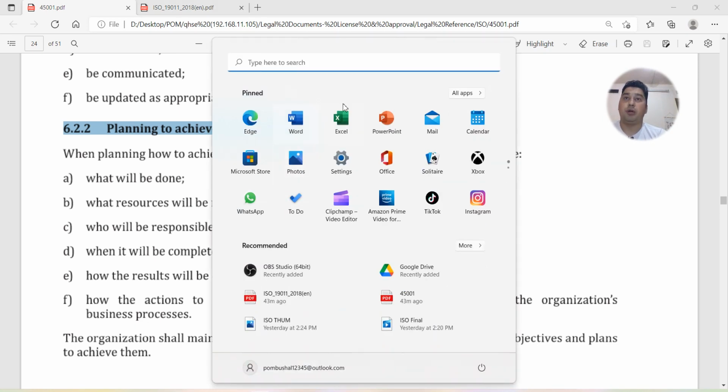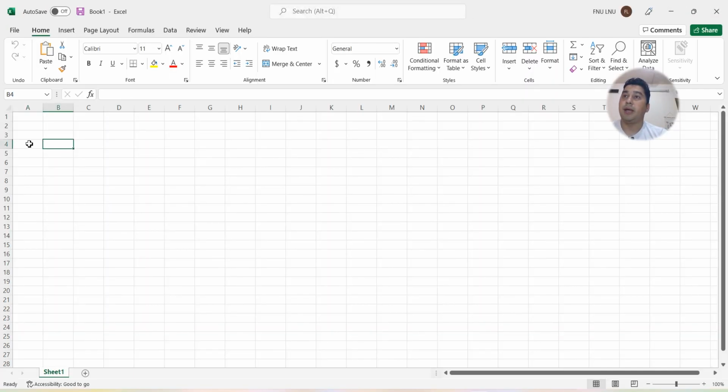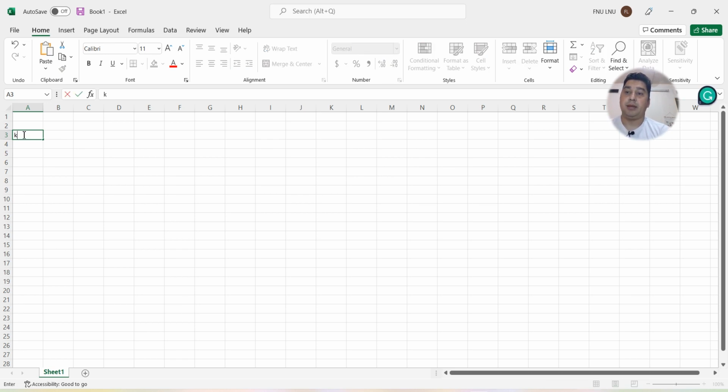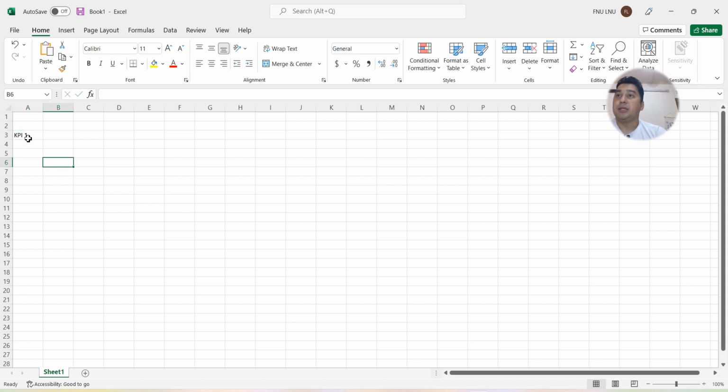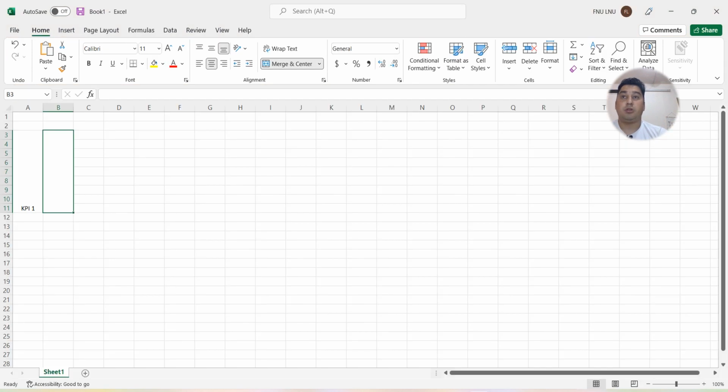So once you set the objectives in 6.2.1, then you have planning to achieve those objectives. Now, how you can make a plan, I'll show you. The same way, here you will put the KPI number. Which KPI are you planning to run? KPI 1. So let's say this is my KPI 1. I will take the same example: each staff should receive 6 hours of training every year. So this is my KPI.